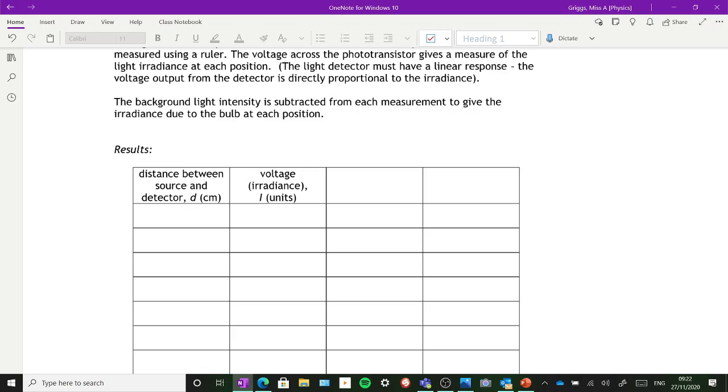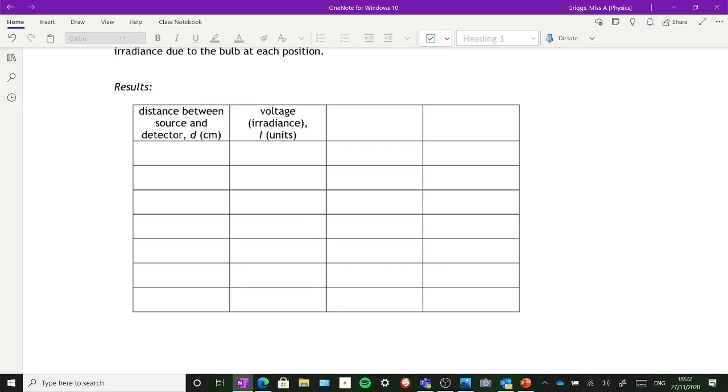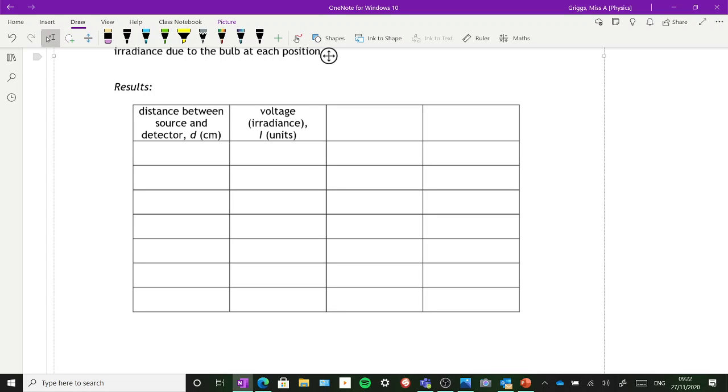Okay. So you're going to do distance between source and detector. The reason that I started at about 20 is because if you get too close, if the light's too bright, sometimes it messes with the phototransistor. So 20 centimeters is usually a good place to start. You can go up in tens if you want to. If you want to go up in five, you can do. Completely up to you. And then you're going to measure the voltage on the voltmeter.